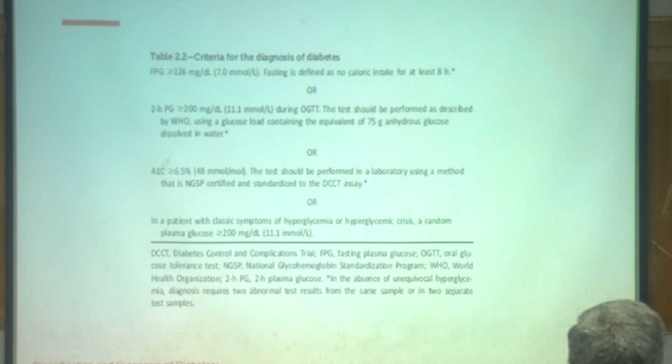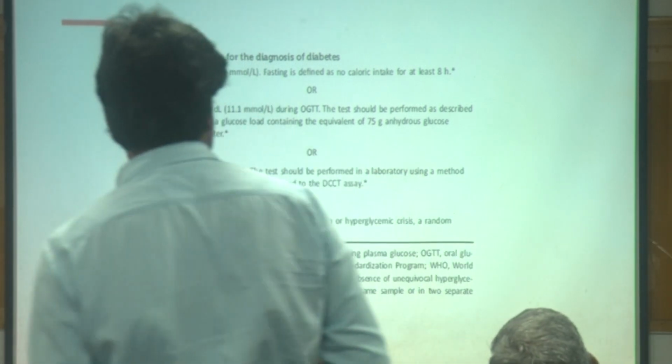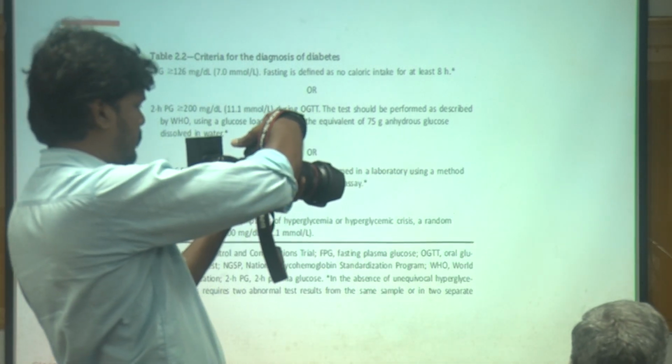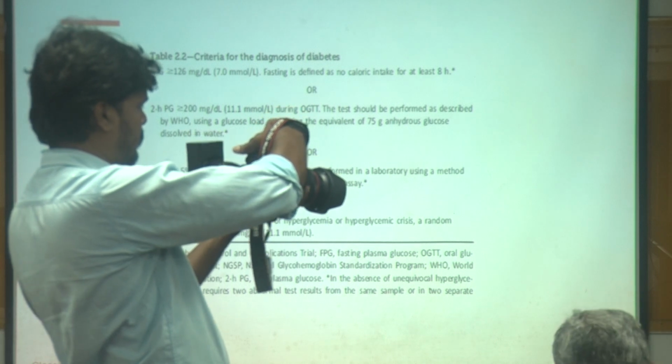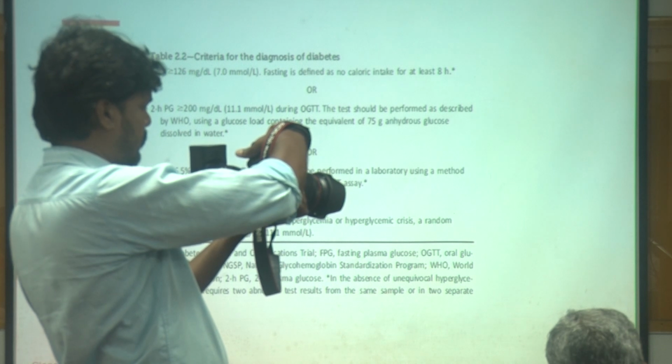So the criteria for diagnosis you all know very well. Fasting if it is more than 126 and postprandial if it is more than 200, it is diabetes. Fasting between 100 to 125 is pre-diabetes, and postprandial 140 to 199 is pre-diabetes. In HbA1c, less than 5.5 is non-diabetic, 5.7 to 6.4 is pre-diabetes, and above 6.5 it is diabetes.